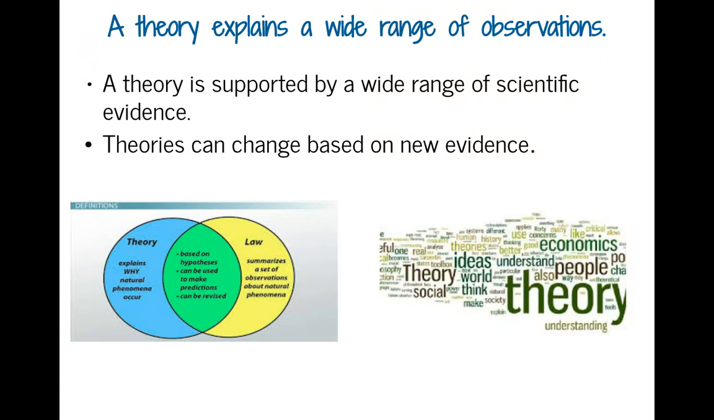Now, once experiments are carried on over and over and over, and we get the same conclusion over and over, scientists can then form a theory. And a theory explains a wide range of observations. So a theory is supported by a wide range of scientific evidence. Theories can change based on new evidence.